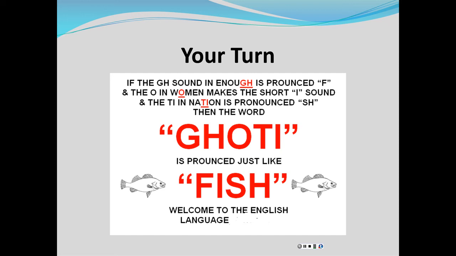Let's look at the rest of this. What do you think is the evidence being offered? What's the minor premise being offered for why these might be equally valid? It's showing how the different parts of the word make different sounds, like GH in enough is F. Good, yeah, it's all the top part here. We have enough, women, nation. We hear the sounds f, i, sh. Therefore, G-H-O-T-I should be pronounced fish, and we should spell fish G-H-O-T-I. That's the evidence that's being offered here.